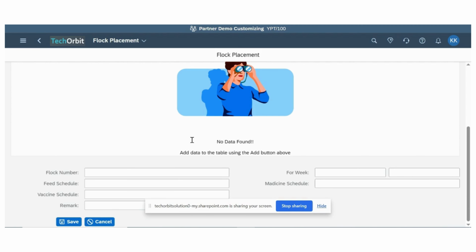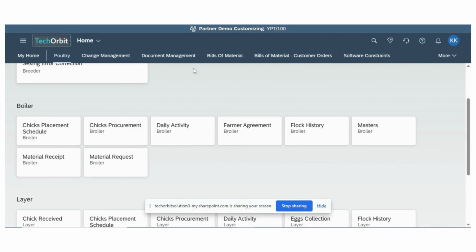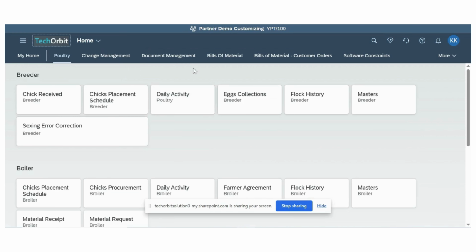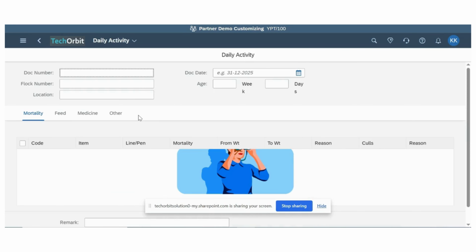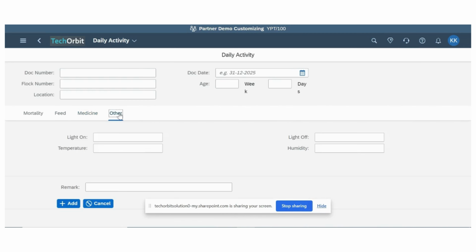Once we place the flock, the supervisor will go into the farms and record the daily activity of that particular flock. He has to capture things like daily mortality, how much mortality has appeared there, then feed consumption, then medicine consumption, and other activity like how much temperature and humidity there was, and at what time the light is on and off.